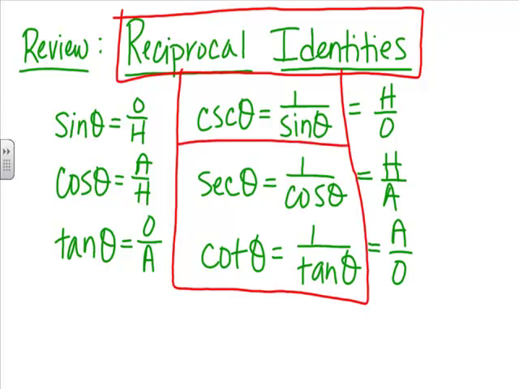That if I want to know what the cosecant is, just take the reciprocal, 1 over the sine. If I want to know what the secant of an angle is, take the reciprocal, 1 over the cosine, and cotangent and tangent are reciprocals. These are not on the cheat sheet. You need to know them. You've met them before.